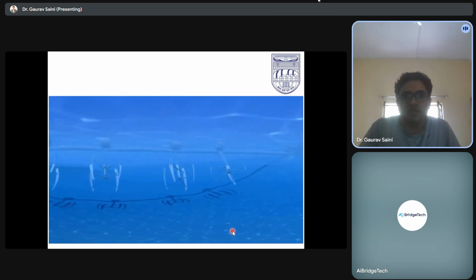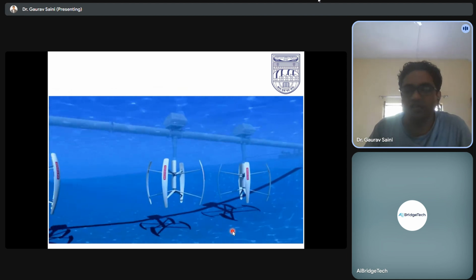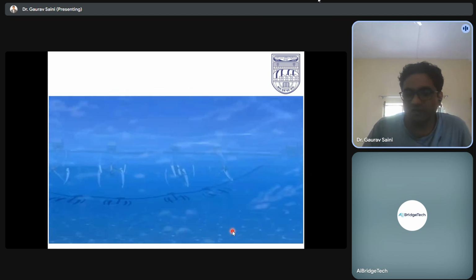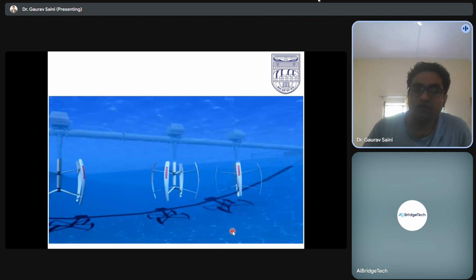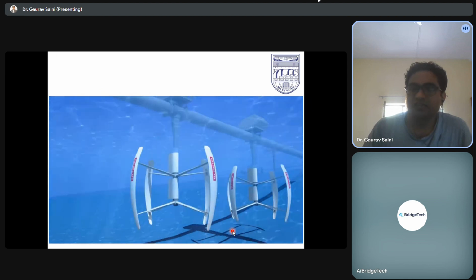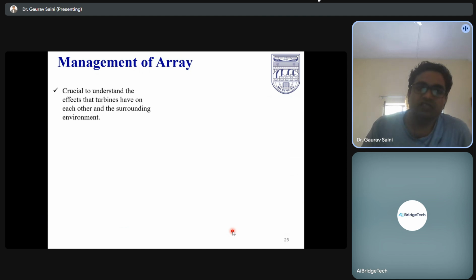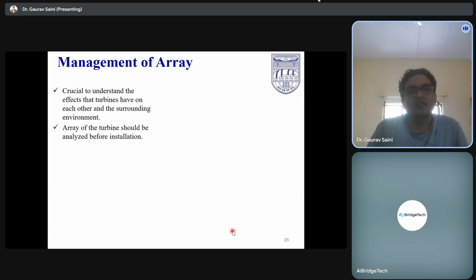So this is like a number of turbines installed in the transverse direction. They are extracting some of the velocity, so we have to see at what distance it will recover its original velocity. These are the management of the array. This is crucial to understand the effect that turbines have on each other and the surrounding environment.